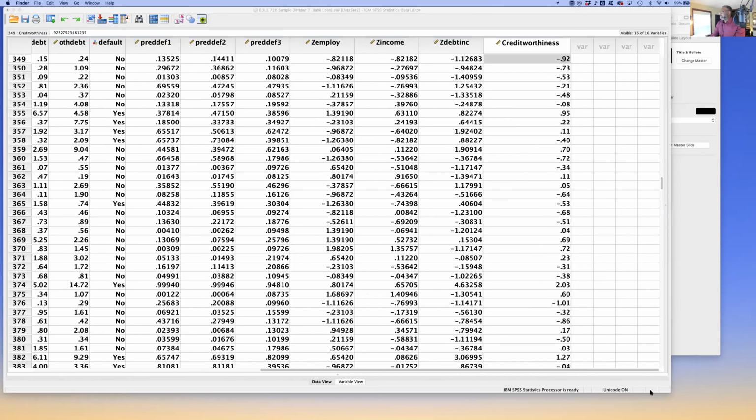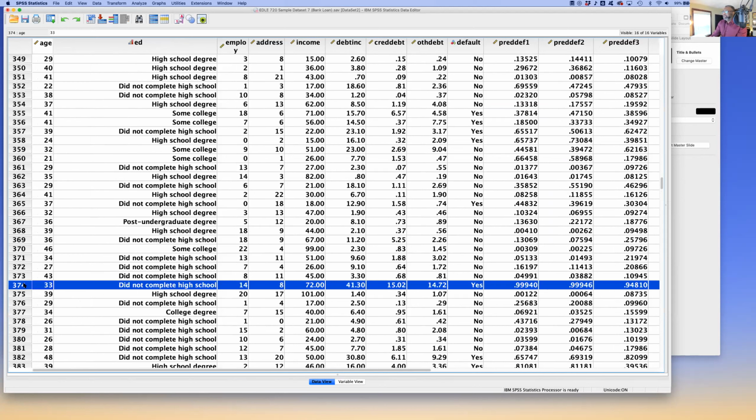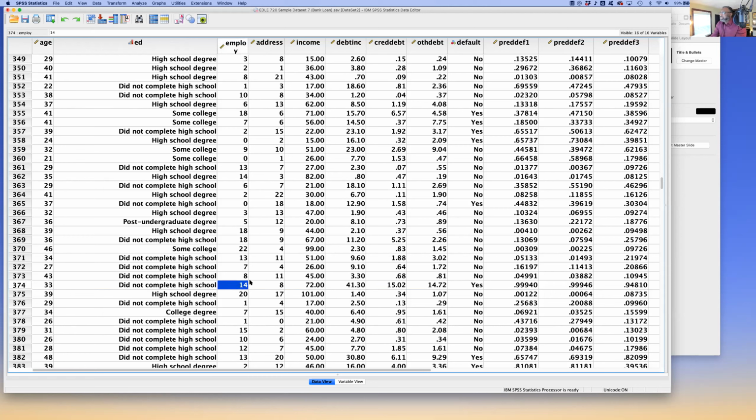Now, I have two really. Here's one right here that is 2.03, and that's entry number 374. This person did not complete high school, so it doesn't seem that there's much of a relationship between education status and creditworthiness. And that's interesting. They've been at their employer for 14 years. They've been at their home address for 8 years. They make $72,000. Their debt to income ratio is pretty high.